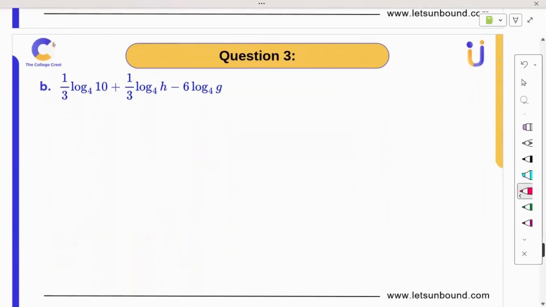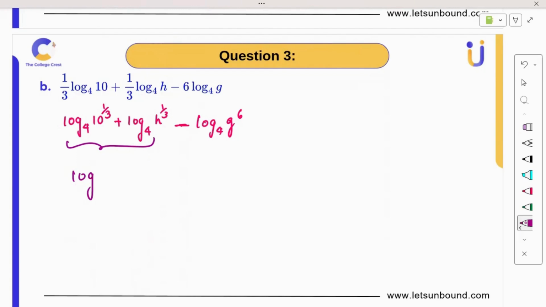Now, question number 3. Again, before log, if you see something, first work on it. So log base 4 of 10 power 1/3 plus log base 4 of h power 1/3 minus log, don't take the minus here, this is an operation, subtraction, log base 4 of g power 6. Now everything has log. First, let me condense this. So log base 4, they are added, right? So their inputs will get multiplied: 10 power 1/3, h power 1/3, minus log base 4 of g power 6.